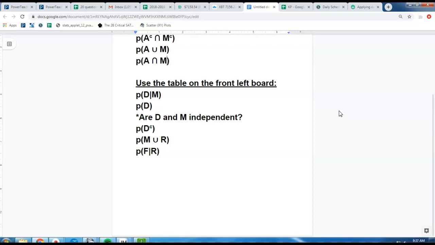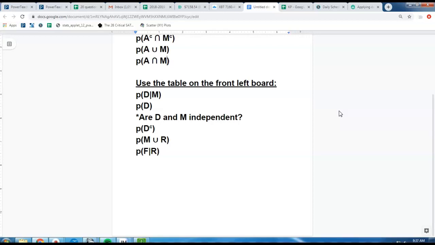So, Democrats given male. So far, I know this is true. I'm only looking in this male column, so I'm basically trying to forget everything over here. In the male column, how many people are there? 80. How many of those are Democrats? 30. 30 out of 80.